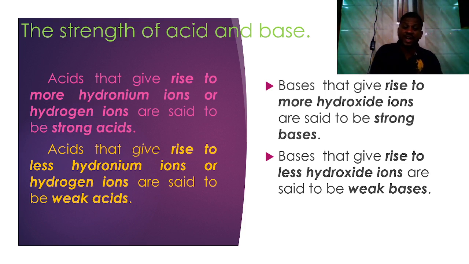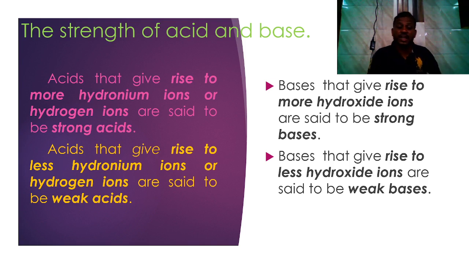It means when an acid liberates hydrogen ions, it is said to be a strong acid. Compared to that, bases that give rise to more hydroxide ions, that is OH minus ions, are said to be strong bases. When substances liberate hydrogen ions, that is the acid. When substances liberate hydroxide ions, those are the strong bases. Remember the simple tricks.